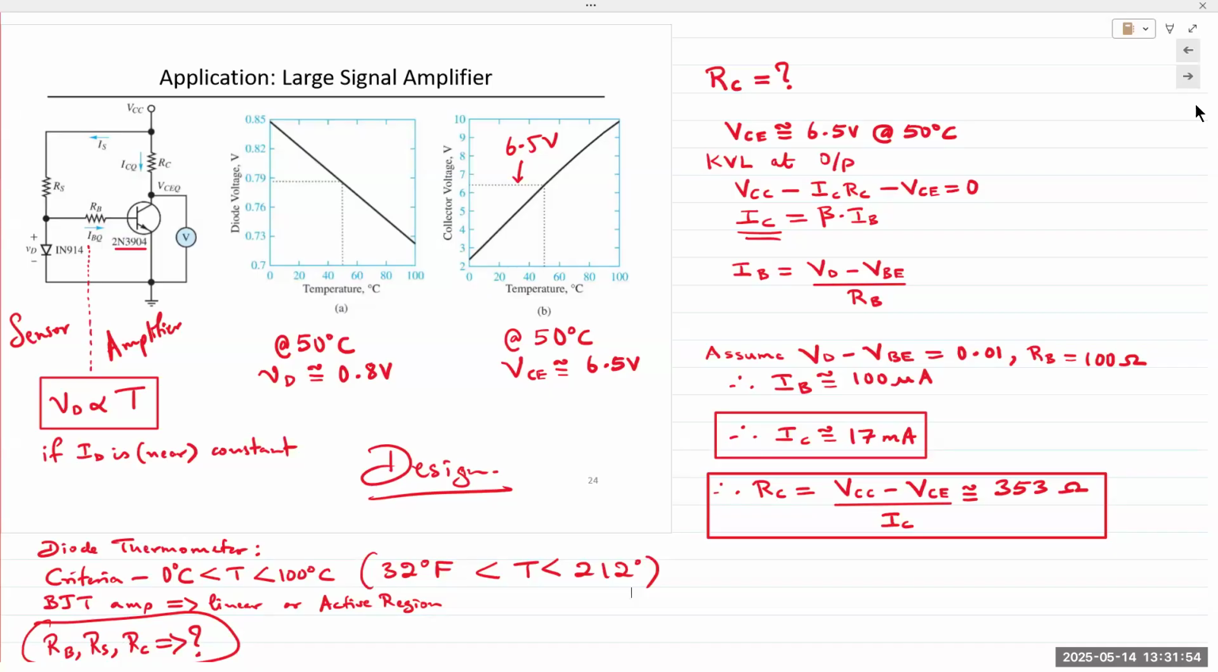Most diode-based thermometers use some variation of this circuit. You have a diode right at the sensor tip, and the diode voltage changes as a function of temperature. That change is very well documented, and it's linear as a function of the temperature. The diode voltage is fed as input into an amplifier. In this case, it's a single BJT amplifier, so into the base of that amplifier. All right, questions?